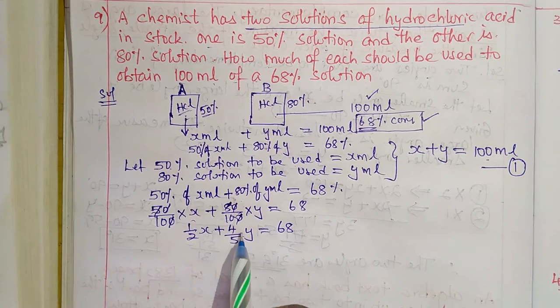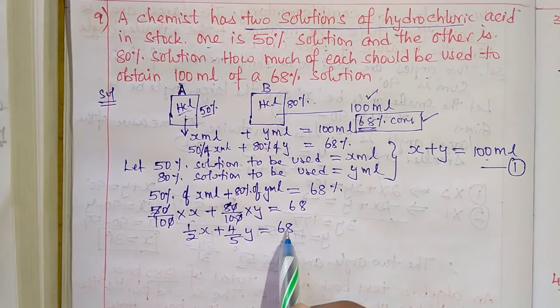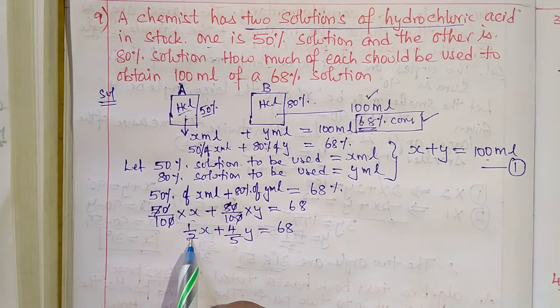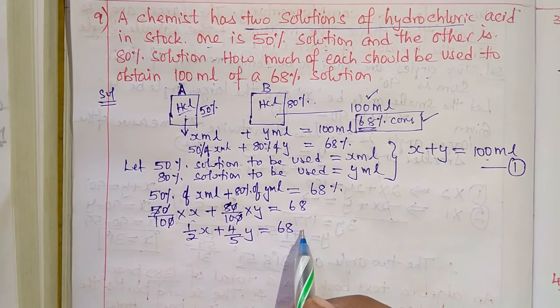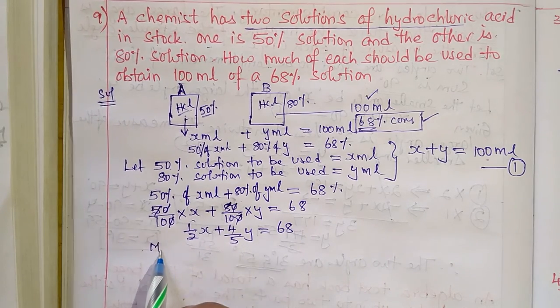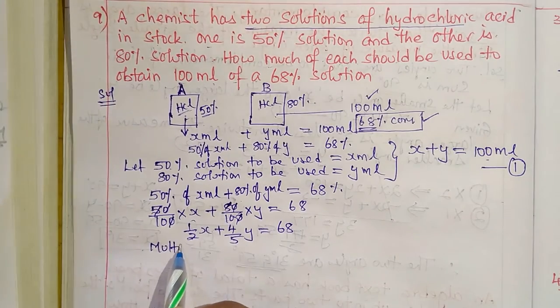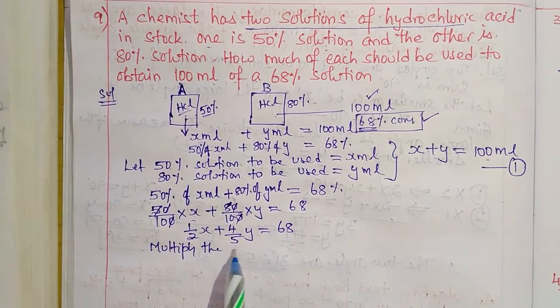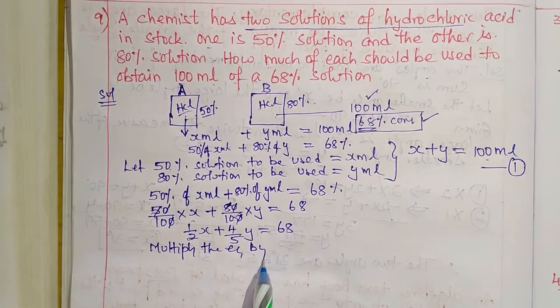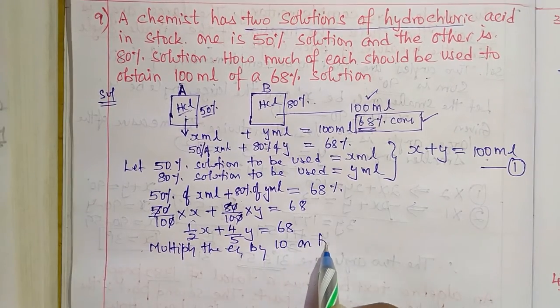Here I am having rational numbers. So to simplify it, what is the LCM for 2 and 5? 10. So therefore I will multiply this equation by 10 on both the sides.